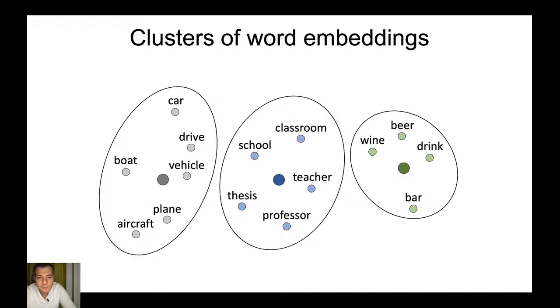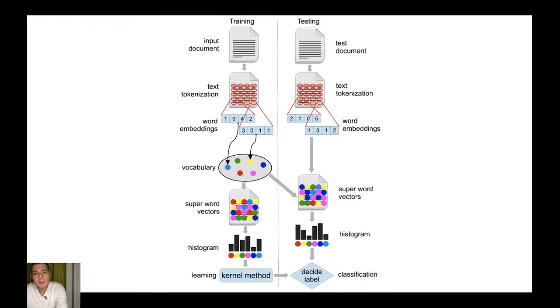The main advantage when we do this is that we can deal easily with out-of-domain words. Imagine that these are the words that are seen in the training data, and you obtain these clusters. You can still have a good representation of a document that does not have these exact words, but has words that fall inside these clusters. So this representation, the bag of super word embeddings, is good at dealing with out of distribution words.